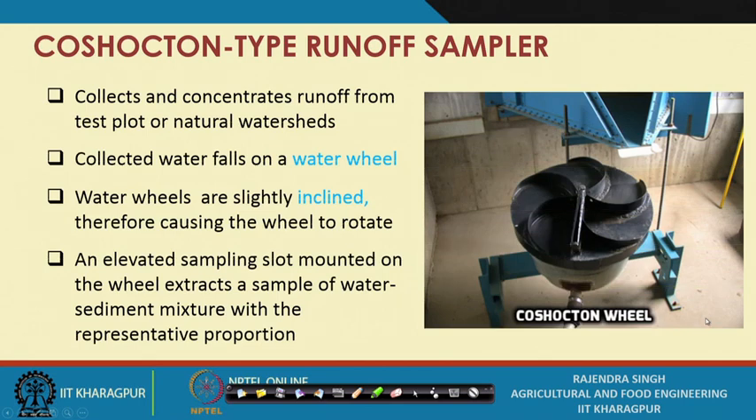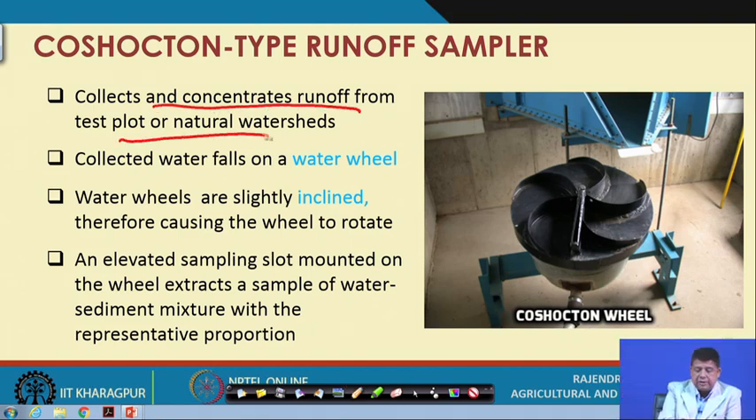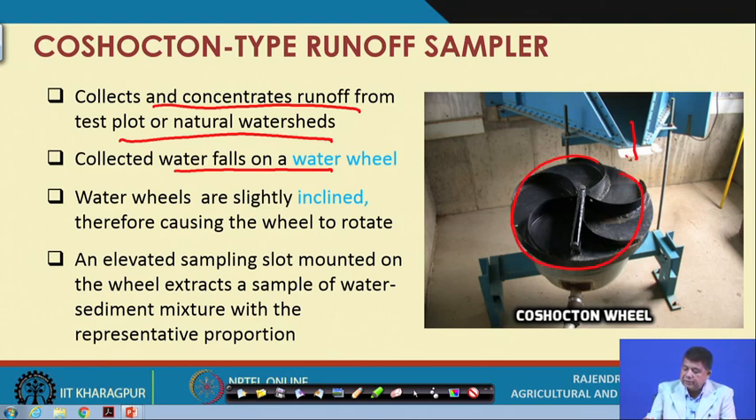Then the next type of sampler is the Coshocton type runoff sampler, and it collects and concentrates runoff from a test plot or natural watershed. The first one, the multi-slot divisor, was for a small plot; this can be used for large watersheds as well. Here the collected water falls on a water wheel, which is slightly inclined, therefore causing the wheel to rotate.